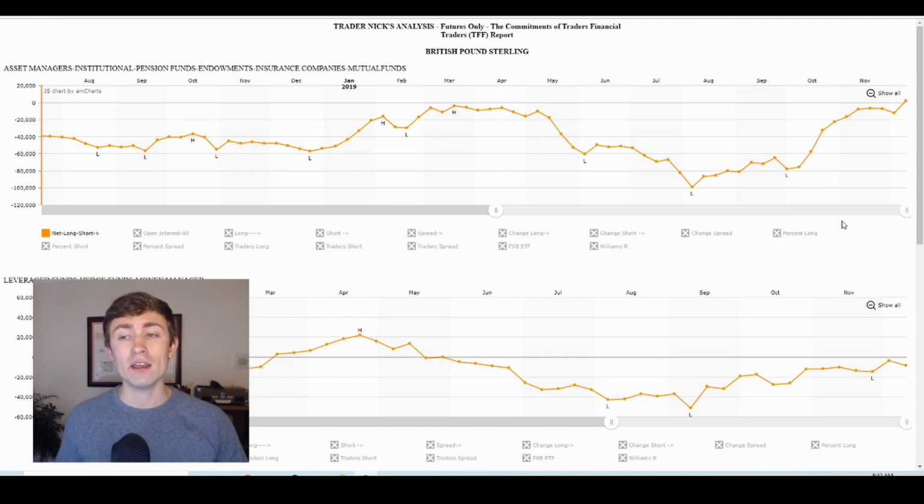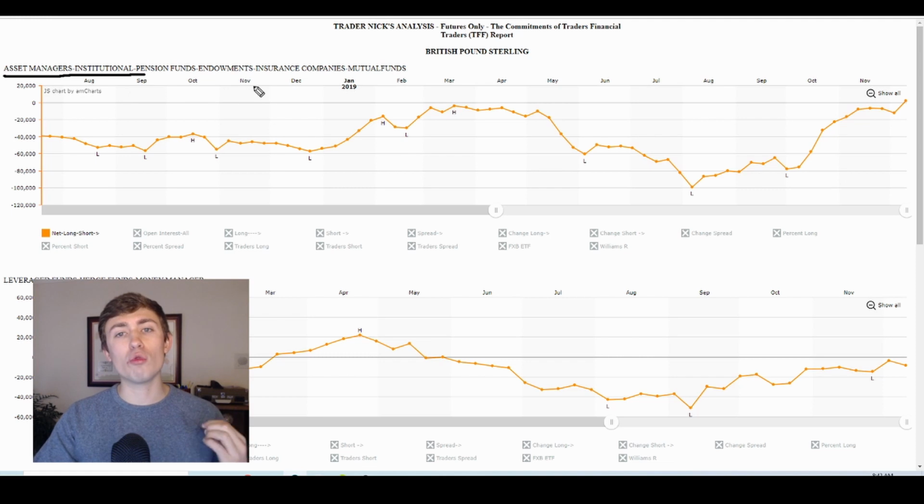So we're going to be talking about the Commitment of Traders report, specifically the Great British Pound, the pound sterling, what's been going on. Now what you have here in front of you is your asset managers, this is the institutional money being tracked by the Commitment of Traders report.